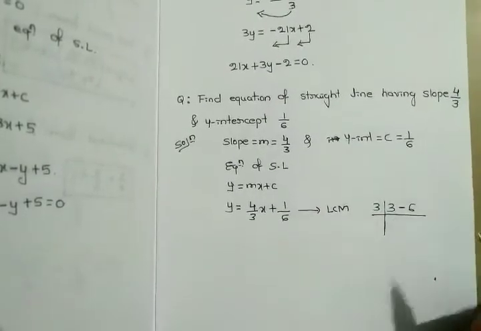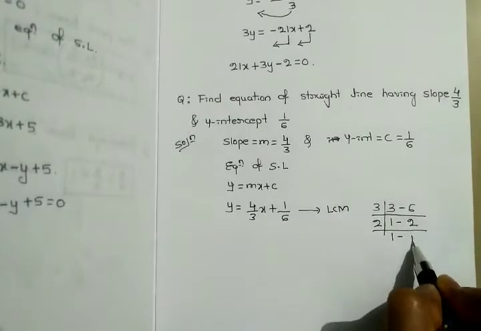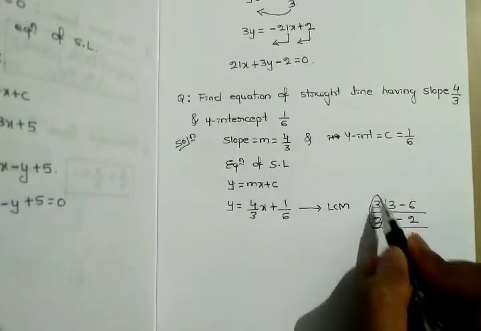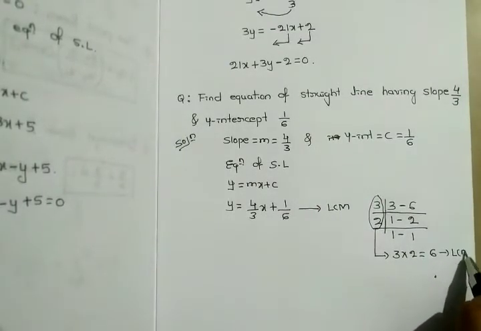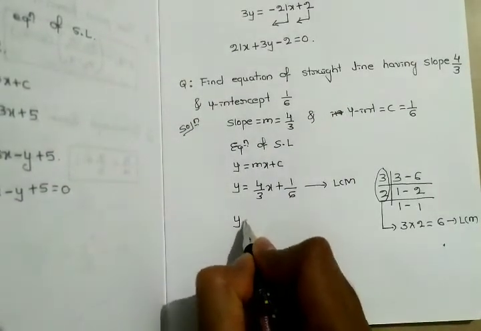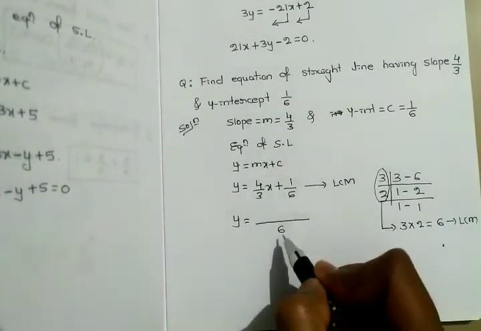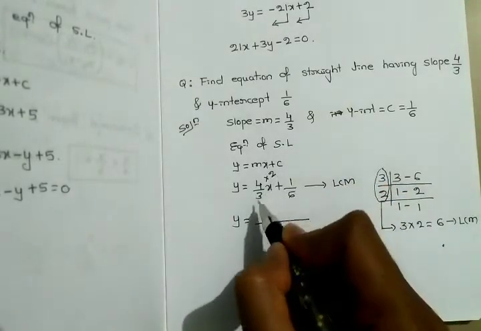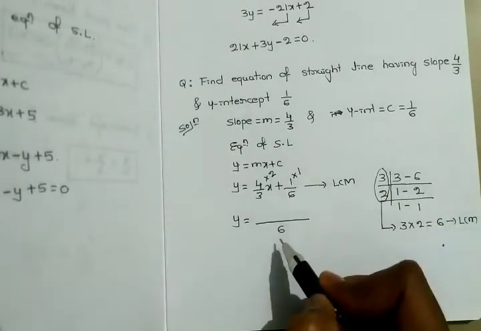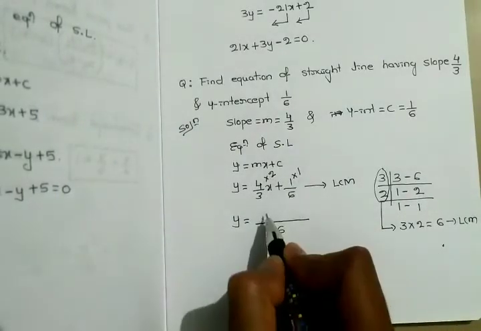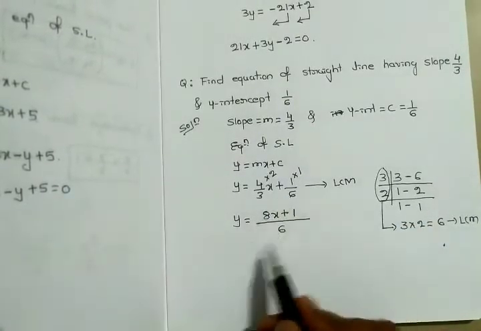So 3 1s are 3, 3 2s are 6. Again, 2, 1 you keep it as it is, 2 1s are 2. Next, these two values multiply: 3 into 2 is 6. So 6 is the LCM. Therefore y is equal to, the LCM is 6. Here 3 is there; to get this 6, you need to multiply by 2. 3 into 2 is 6. Already 6 is there, so you multiply by 1. 6 into 1 is 6. Next, 4 into 2 is 8, remaining value x, plus 1 into 1 is 1.